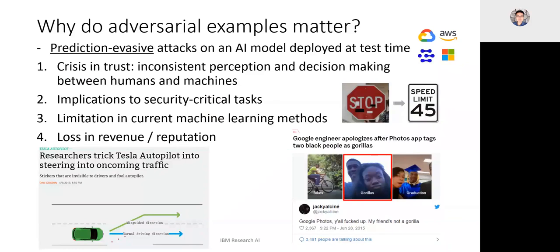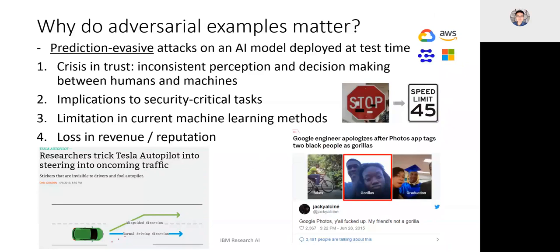And lastly, in terms of company or public awareness, there is always a concern about loss in revenue and reputation. For example, just two weeks ago, you might have found some articles saying Tesla's autopilot system can be easily fooled by adding some small stickers on the road sign, and the autopilot system will direct you to a different route. And recently, last year, some Google online service accidentally tagged African Americans as gorillas, which raised some discussions and led to some revenue and reputation loss for these AI-based services.